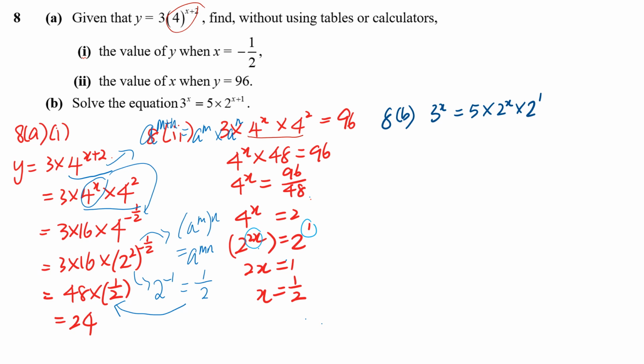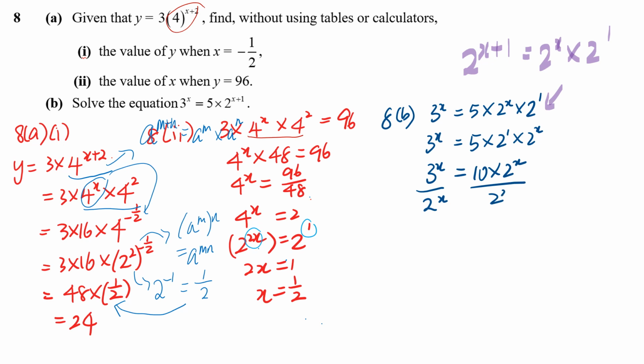Okay, as per what we have done earlier on, we can break this guy up into 2 to the power x times 2 to the power 1. We should have it here. Right, and then you simplify it. So the next thing is just divide both sides by 2 to the power x. And here you can actually apply this. So it's all while applying the rules of indices you have learned.